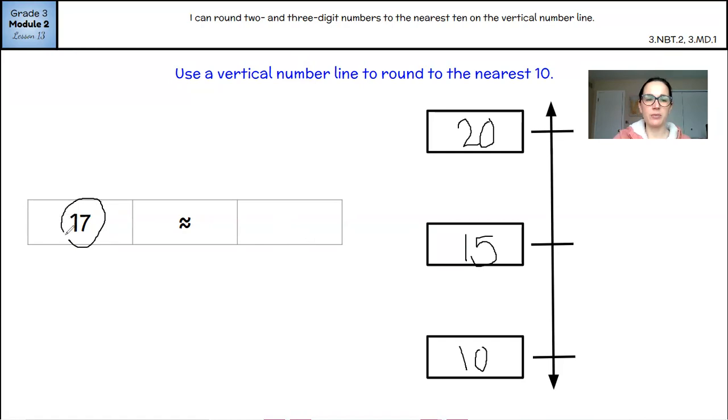Now, the number that we're trying to round is 17, and we are deciding, are we rounding up or rounding down? So 10, 11, 12, 13, 14, 15, 16, 17 would be about here. 17 is past the halfway point. So 17 rounds up to 20. We can also think of it as 5 through 9. 7 is in 5 through 9. Climbs the vine. It rounds up.